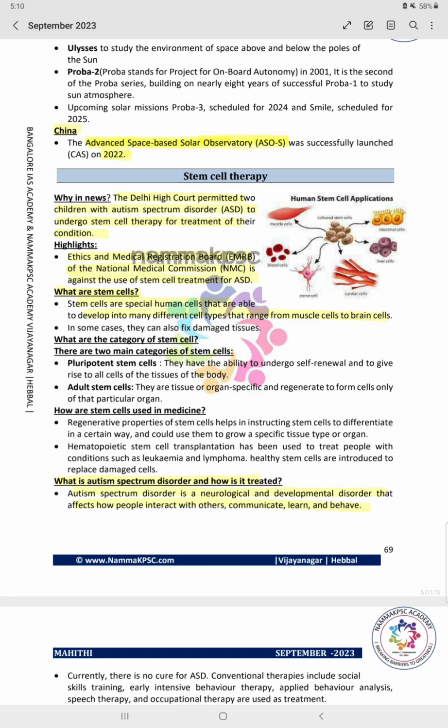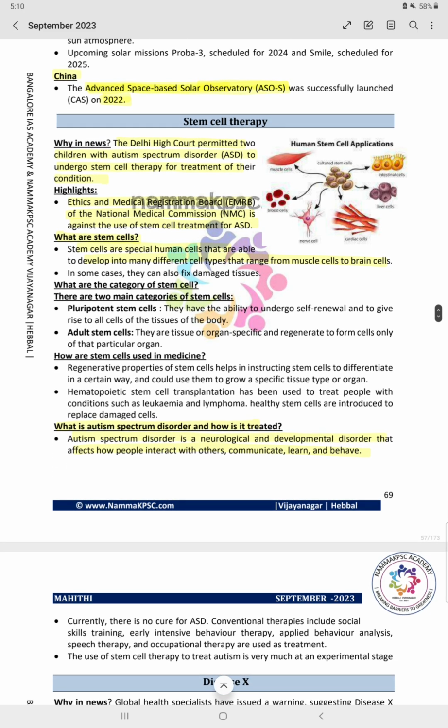Then the next is multipotent cells. Multipotent cells are generally found in the bone marrow, and they are mainly used to generate WBCs and RBCs. So they were using these cells to treat autism, but this has been opposed by the ethics board.